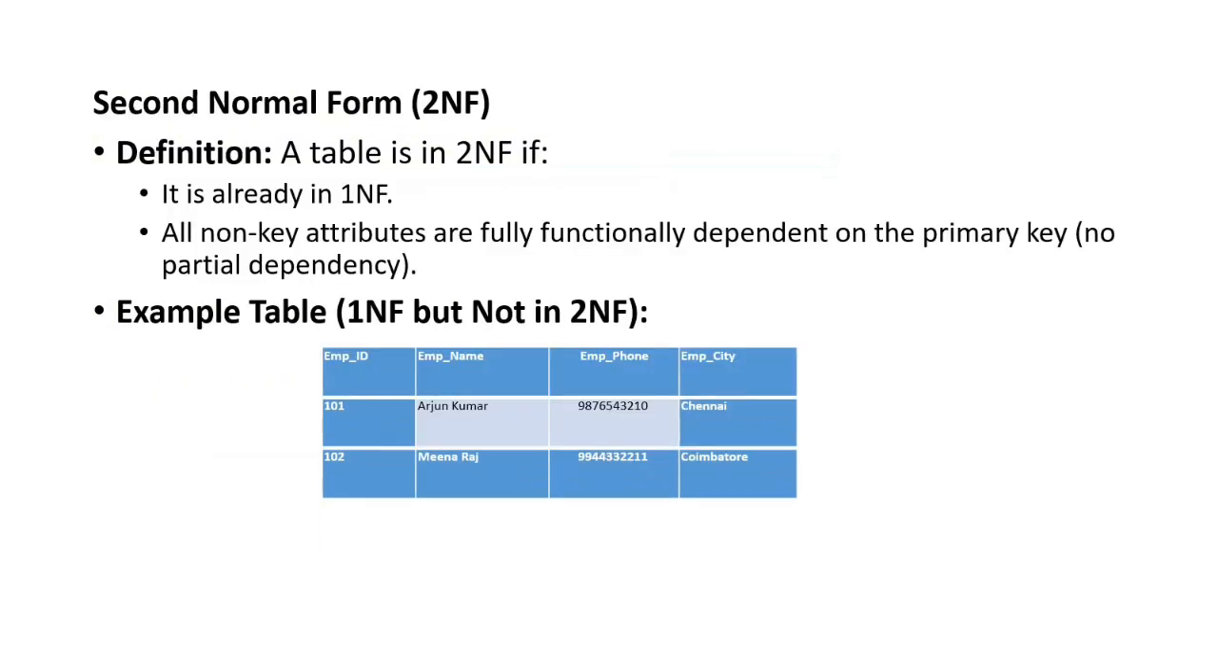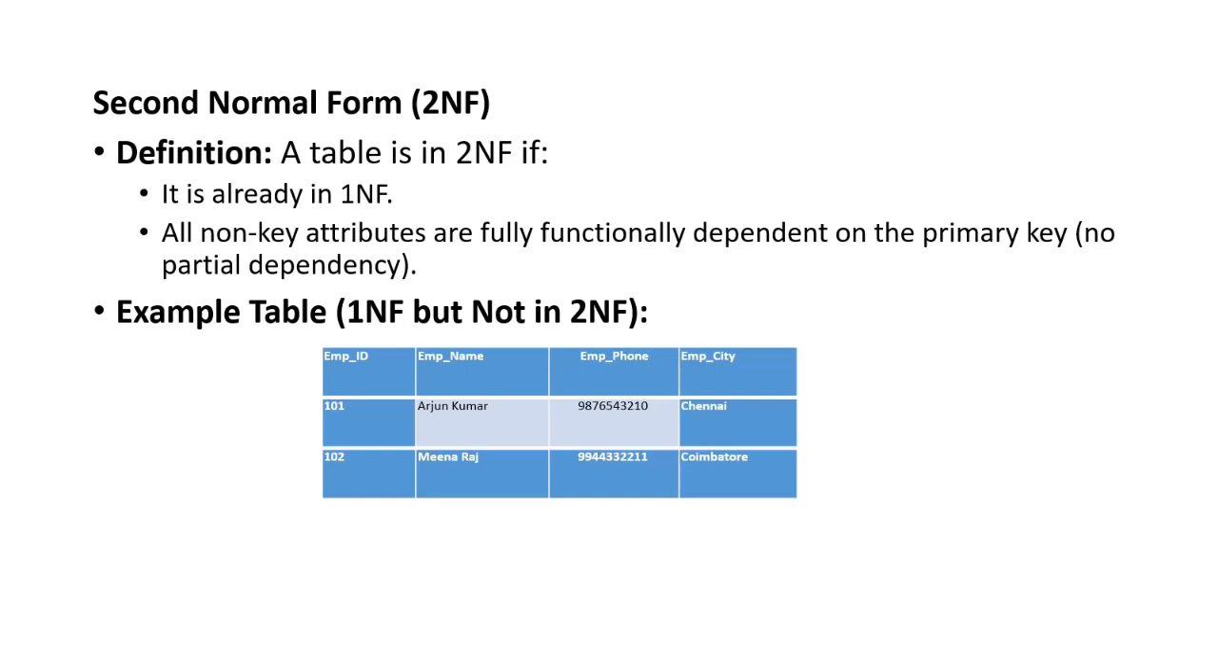And second normal form. When we move into the second normal form, first the basic two conditions: first, it must be in first normal form, and second, all non-key attributes, that is all non-primary key attributes, are fully functionally dependent on the primary key. That is, no partial dependency. Here the partially dependent values have to be eliminated.